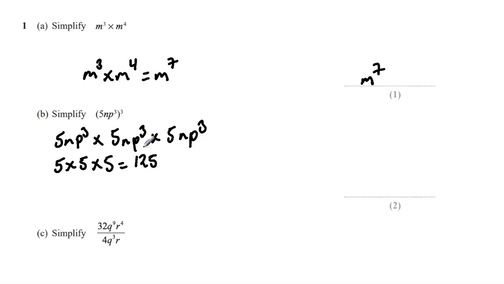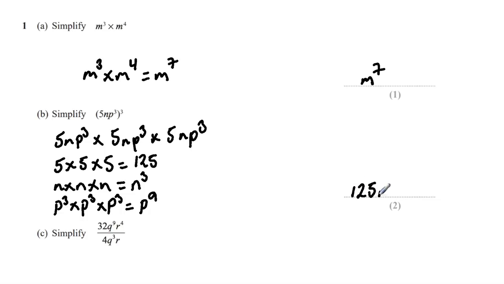Now I'm going to multiply the n variables together. So we have n times n times n, which is n cubed. And then I'm going to multiply the p variables together. So we have p cubed times p cubed times p cubed. Now remember, if the base variables are the same, we're going to add the powers together. So you have p raised to the power of 9. Now I'm going to put it all together. So our final answer is 125 n cubed p raised to the power of 9.